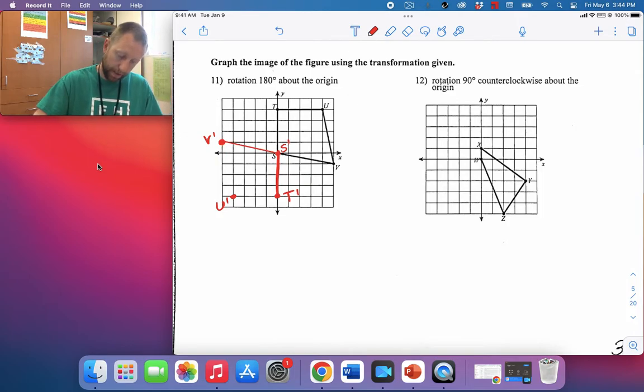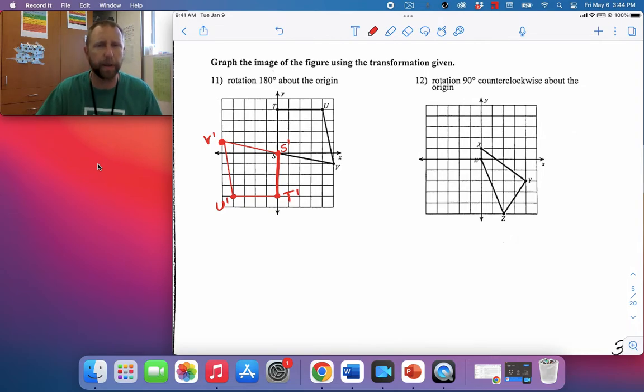Whoa, let's erase that. And magic of the iPad didn't really help me out there too much. I kind of missed V prime to U prime, but it's close enough, okay? So that's a 180 degree rotation. For a 90 degree rotation for number 12, we're going to go just one quadrant, and it says counterclockwise. It is about the origin, so actually let's start with that. So that means W prime is just going to stay there. So I'll put W prime right there, okay?